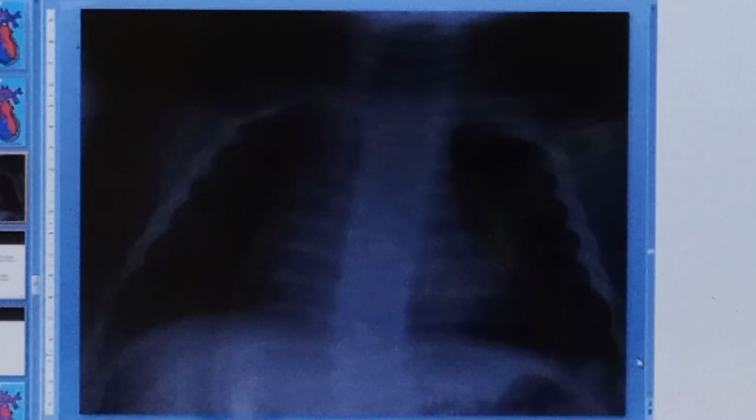Now, as you can see in this X-ray, this is the typical feature of the boot shape heart in these patients. This is a typical feature of the tetralogy of Fallot. So this was the whole about the tetralogy of Fallot.